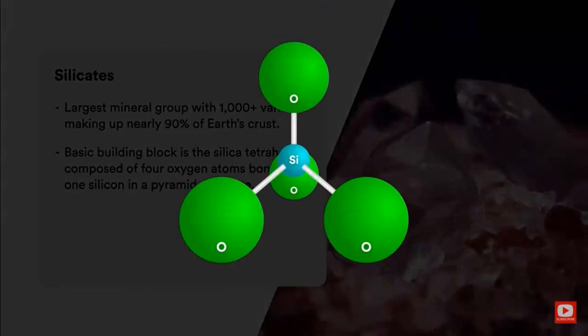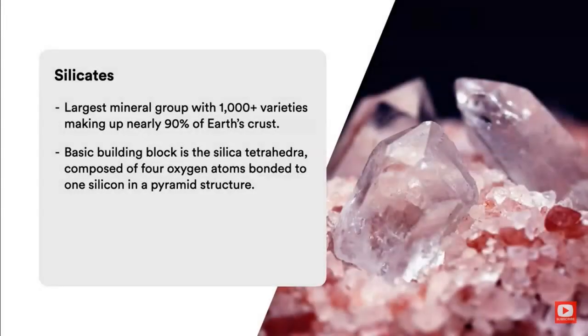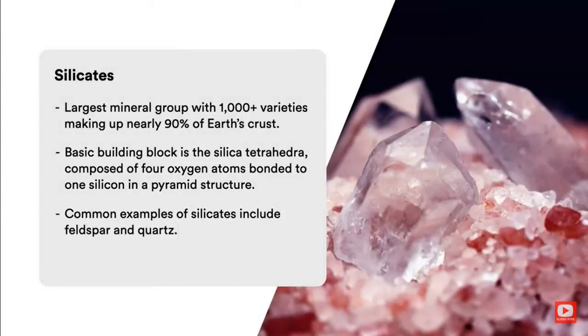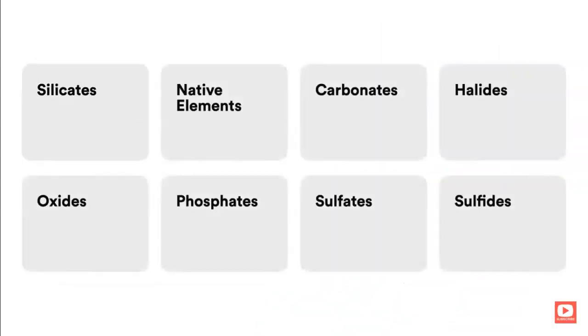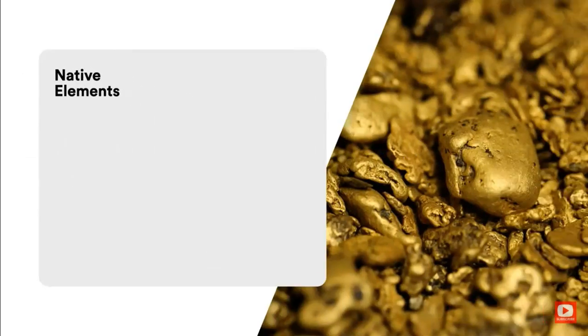So you can see the green are our oxygen atoms with that central silicon in the middle. And that's what silicates are composed of. The most common silicate minerals on Earth include feldspars like potassium and plagioclase feldspar, and things like quartz, which we see all over the planet. And those are silicates. Next up, our native elements.